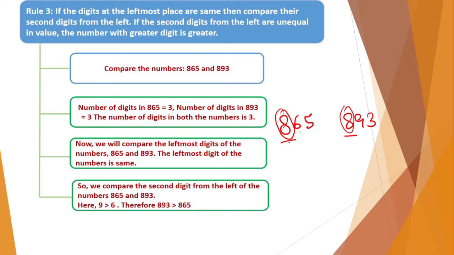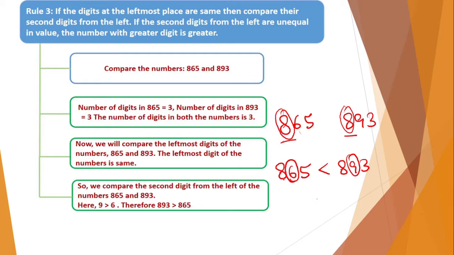So first we compared 8, right? And 8 and 8 are equal. Now we should compare the next digit from the left. 8 we already compared. So after 8, here we have 6 and in the second number we have 9. Here you can see that 9 is greater than 6, right? Hence 893 is greater than 865.